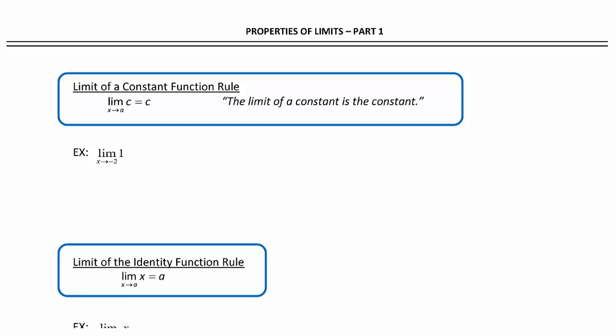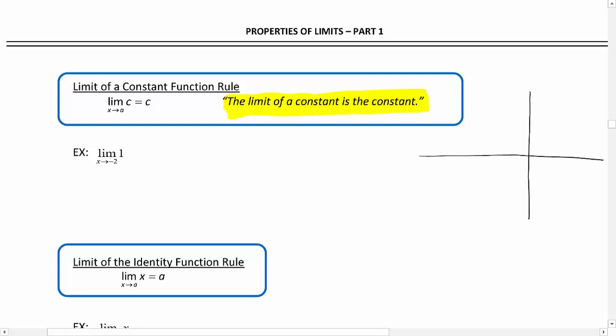For a lot of these limit rules that we have, I like to think of them in terms of words. I think it's easier for me to remember them, so you might find that as well. So our first rule here says that the limit of a constant is that constant. And that kind of makes sense for us because if our function is just a constant, then the graph of that function is going to yield a horizontal line. And no matter what x value we're at, the y value is always going to be that constant value.